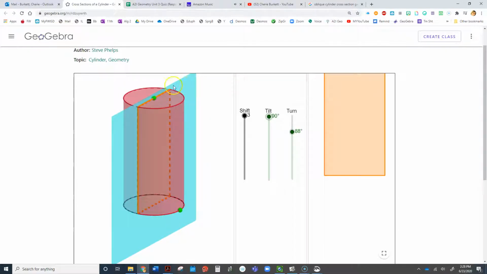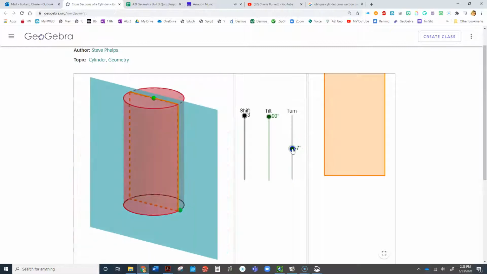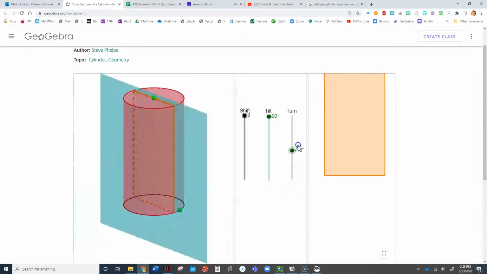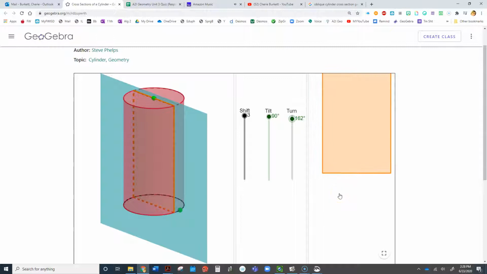Here is a plane that is perpendicular to the base. And here is another one, and another one, and another one. There's a whole bunch of them. There's infinitely many of them. And you see me turning it, and this is the result of that cross section.